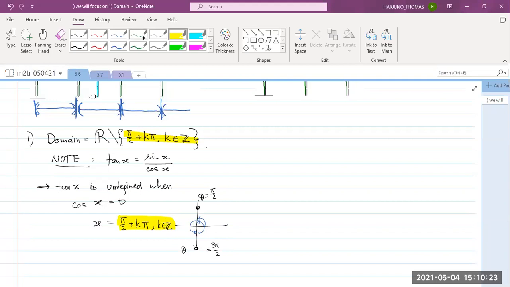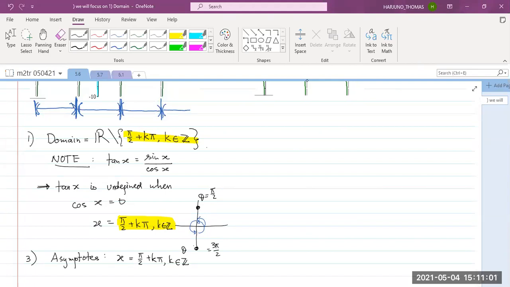Now, that's the domain. The thing is that the x values we need to exclude from the domain also give us the asymptotes. So the vertical asymptotes are the x values that we exclude from the domain. It feels like buy one, get one free, you know? If you can find the asymptotes, you will get the domain. If you get the domain, you find the asymptotes.